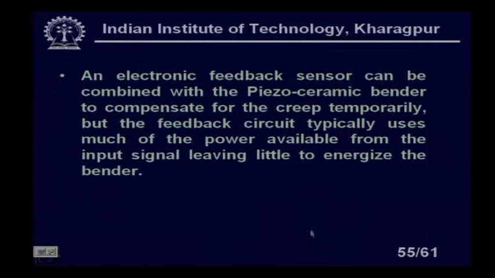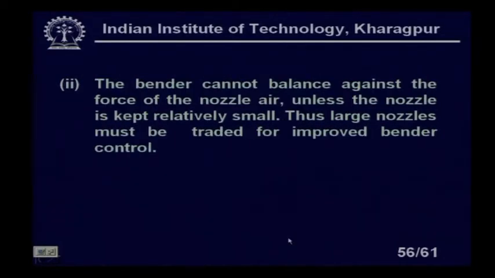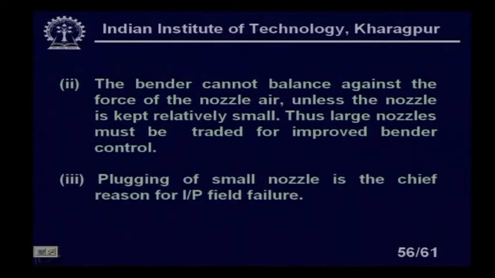An electronic feedback sensor can be combined with a piezo ceramic bender to compensate for the creep temporarily, but the feedback circuit typically uses most of the power available from the input signal, leaving little to energize the bender. The bender cannot balance against the force of the nozzle air unless the nozzle is kept relatively small. Thus, large nozzles must be traded for improved bender control. Plugging of small nozzles is a common reason for I2P field failure.